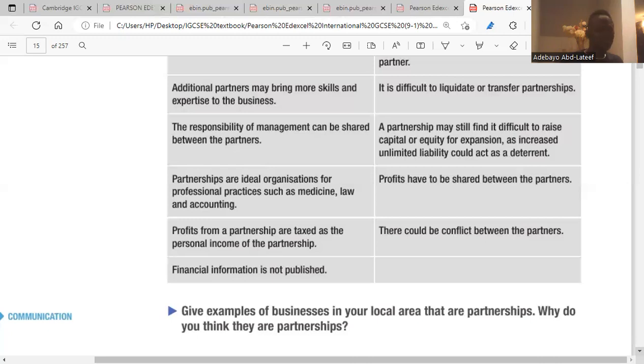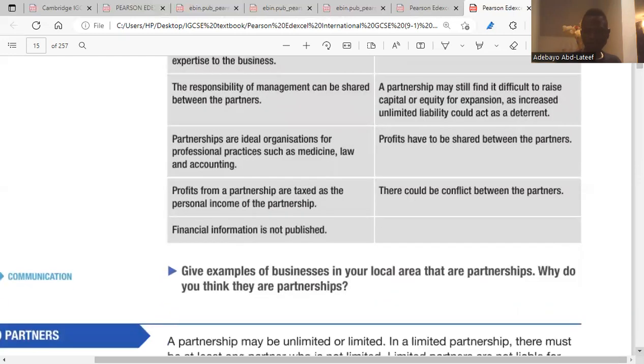Do you understand? Profits have to be shared between the partners, as losses are being shared, which means you get a little portion of loss, which means it's good for you. Same goes to the profit. Your return will be less because all partners have to share the profit. So that means the return on each partner's investment will be less. That is why it is a disadvantage. Do you understand? The next one.